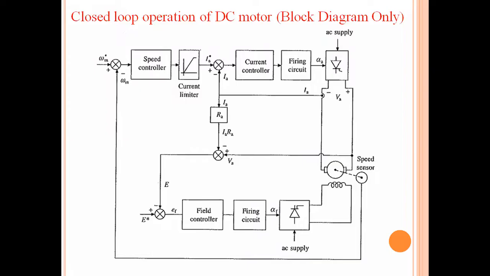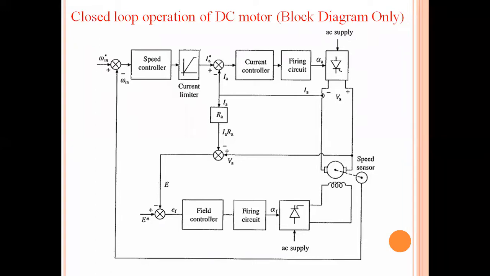You can choose any of the motor. If it is a DC series motor, then you won't have this loop. Okay, so this is the general closed loop block diagram of DC motor.